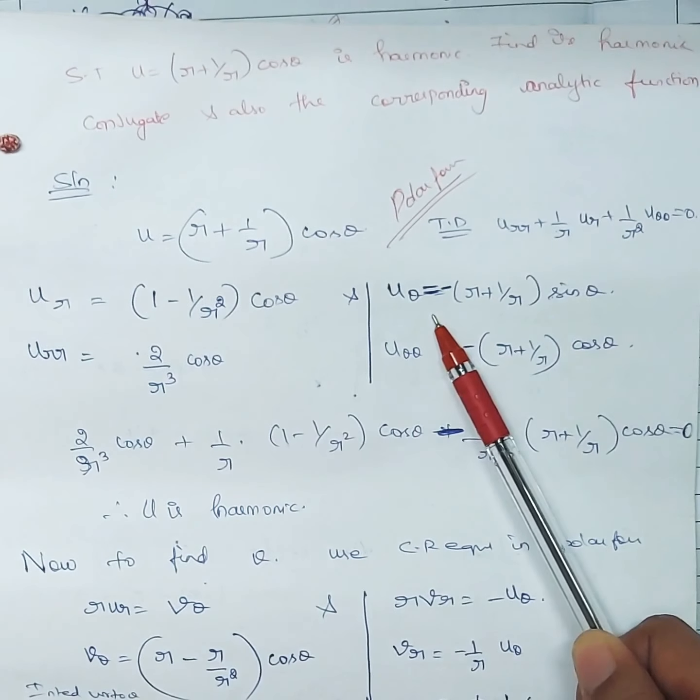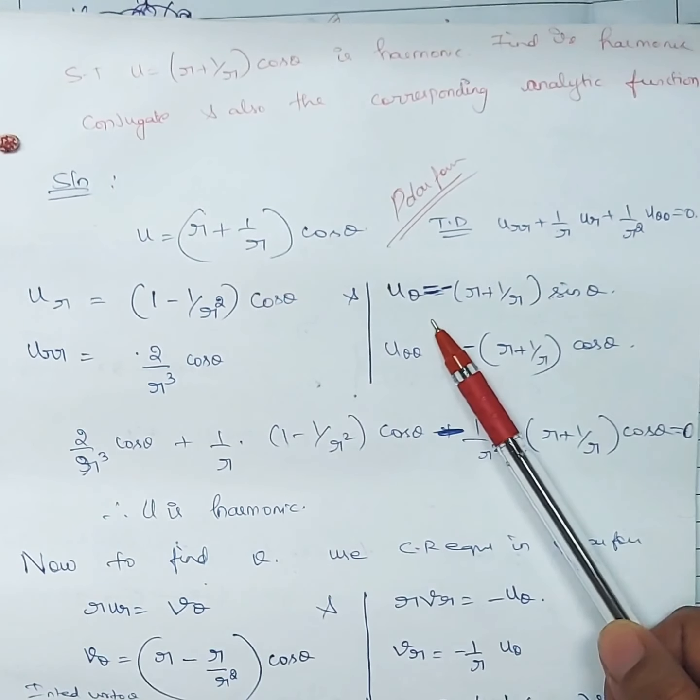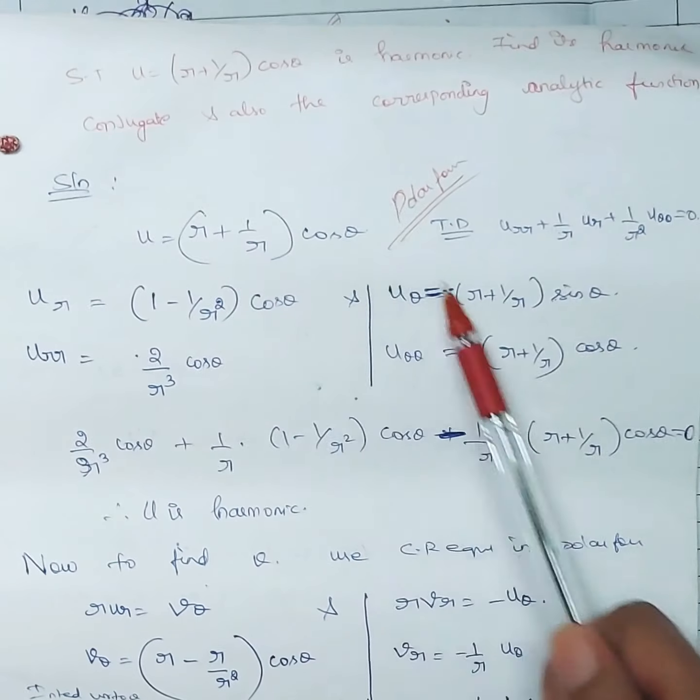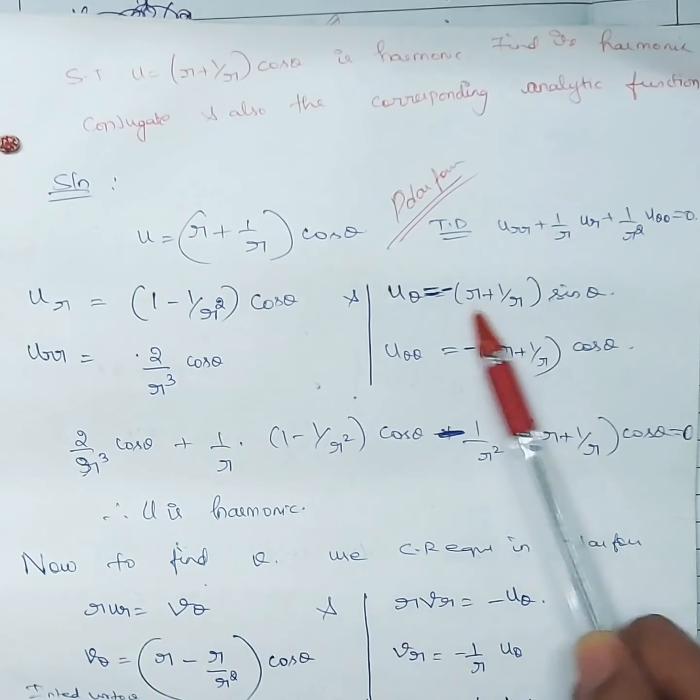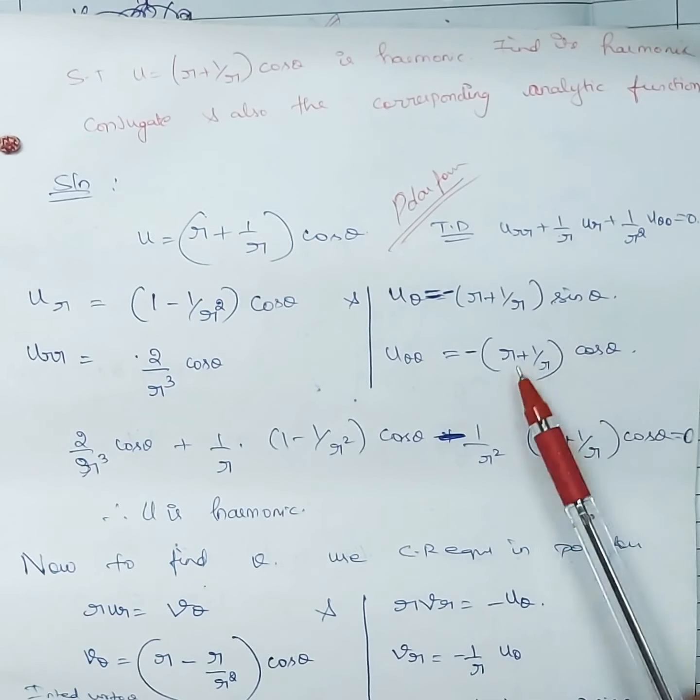Now we will find u theta. Partially differentiating with respect to theta, r plus 1 by r I will write as it is, cos theta differentiation is minus sin theta. Done.